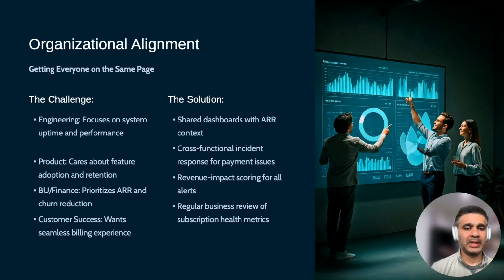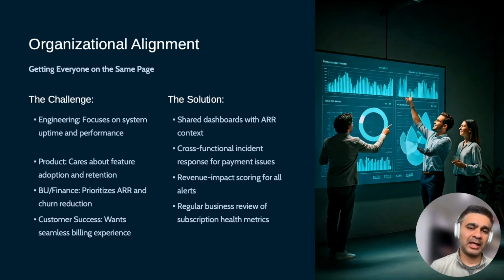Getting everyone on the same page. The challenge is that different teams have different priorities. Engineering most typically focuses on system uptime and performance. Product cares about feature adoption and retention. BU and finance organizations care about ARR, churn, and churn reduction. Customer success team wants a seamless billing experience at a very low call volume.